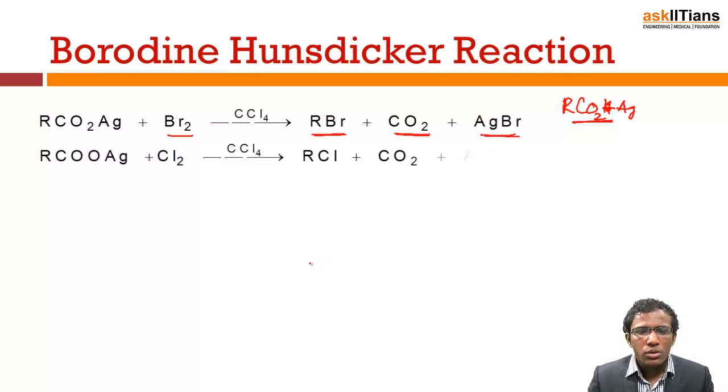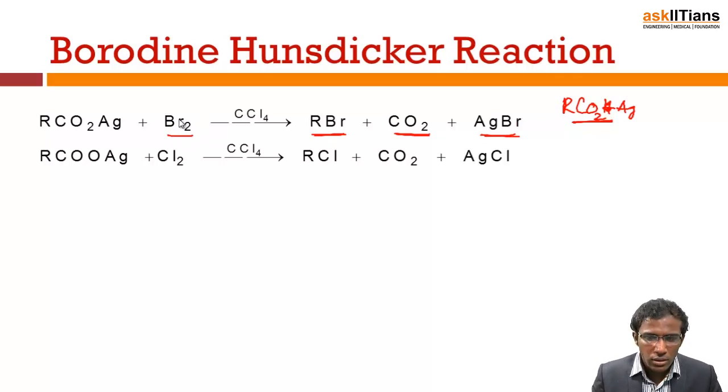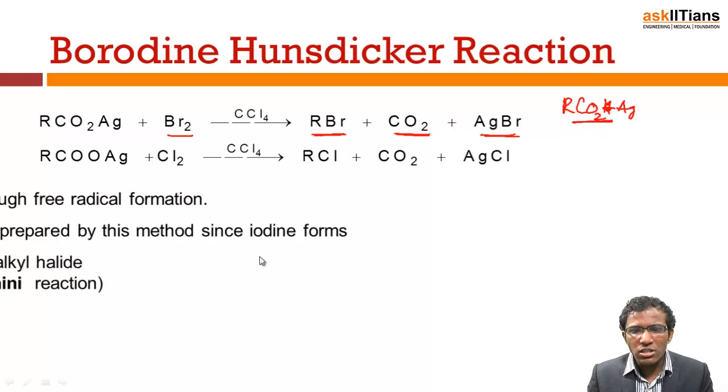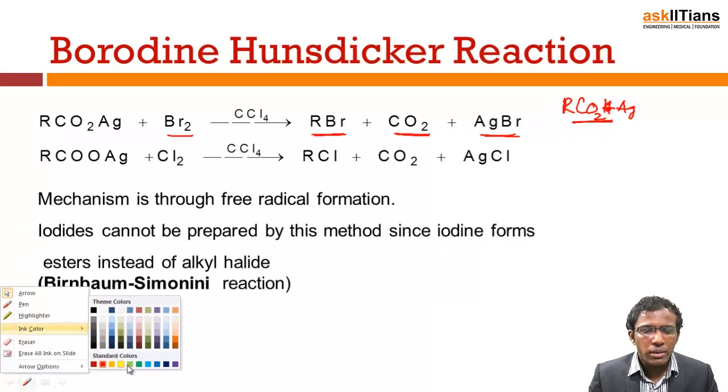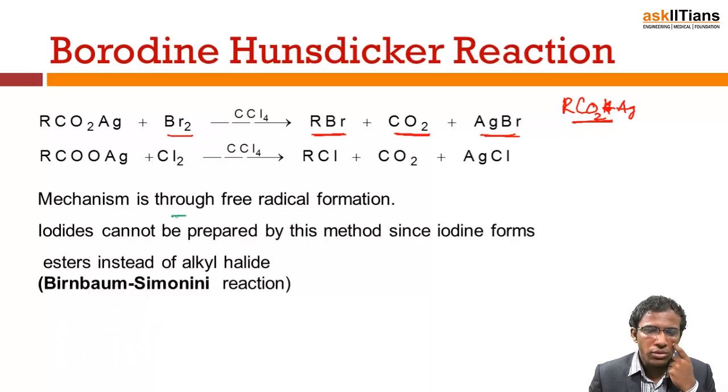If I take chlorine, I will get RCl. If I take bromine, I will get RBr. So this reaction is followed through free radical formation. The mechanism is through a free radical formation reaction, but you cannot prepare iodides, you cannot prepare RI through this method.